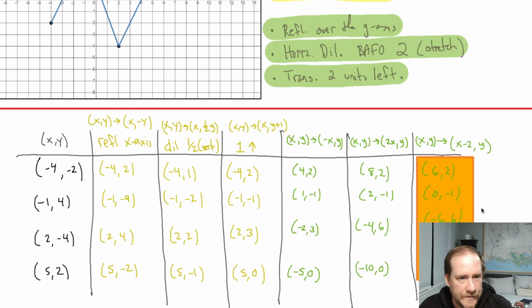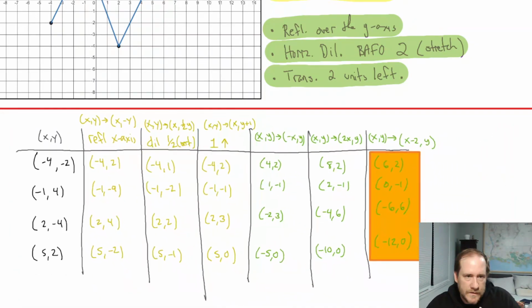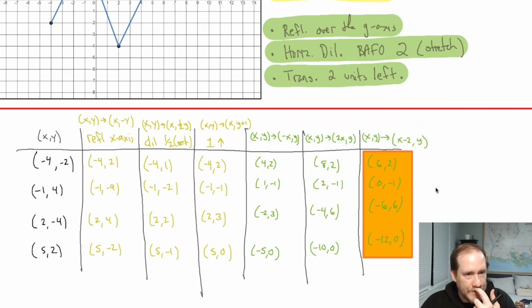Those guys, right there. Ah, no, my face. All right. There you go. So there's all the coordinates that we need.